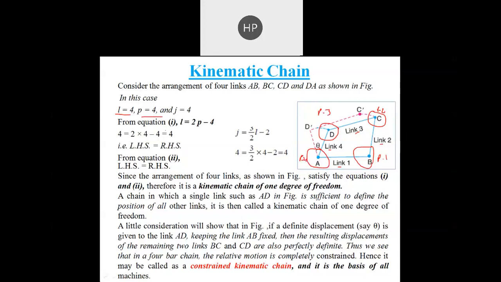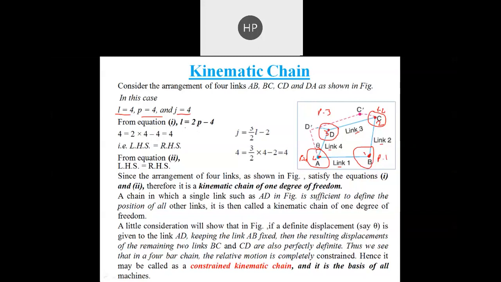Now joints. Link 1 and link 2 are connected over here, so this is joint 1. Link 2 and link 3 are connected by this joint, so this is joint 2. Link 3 and link 4 are connected with this joint, so this is joint 3. And link 4 and link 1 are connected at this joint, so this is joint number 4. So here we have joints equal to 4.